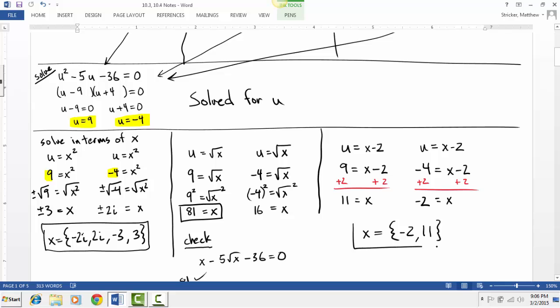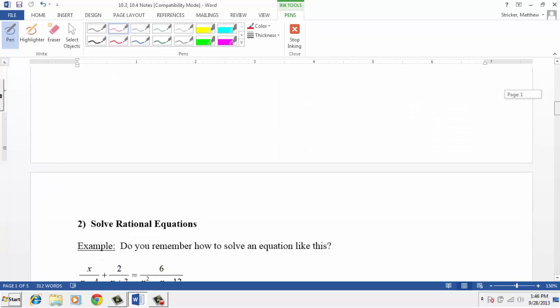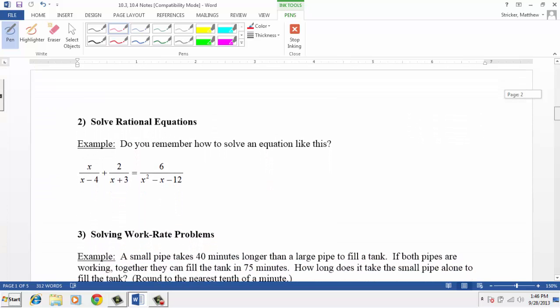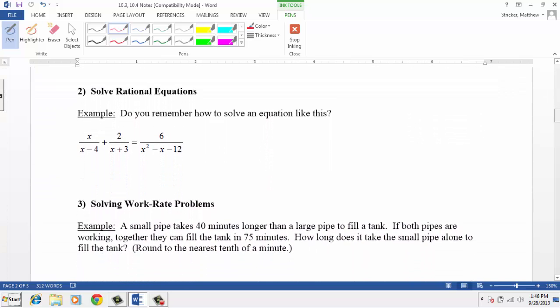Okay, so this is how we solve equations that are in quadratic form by making a u substitution. Hope that made sense. We'll move on to the next topic. Second topic is doing the work-related problems, shared work. And to be able to solve these, we're going to need to remember how to solve a rational equation. You remember how to do that?